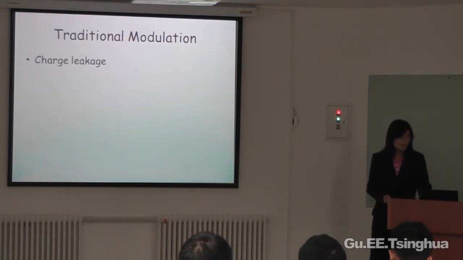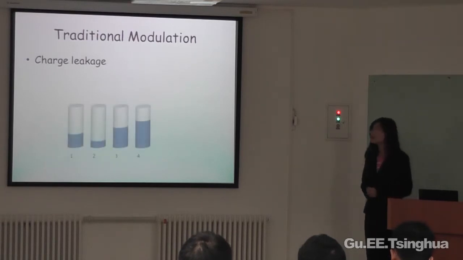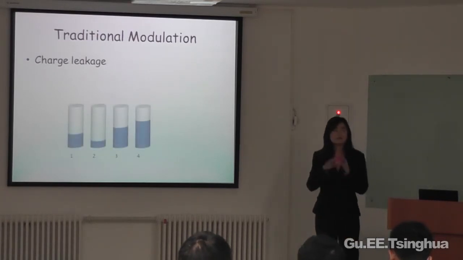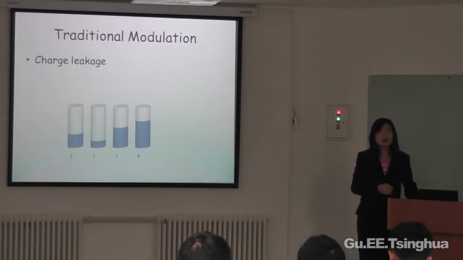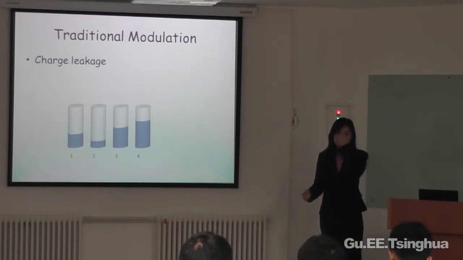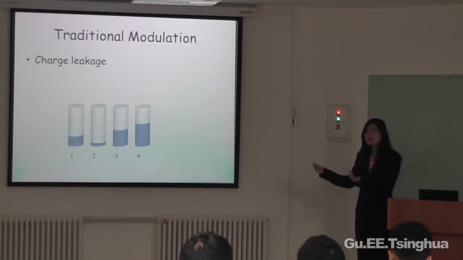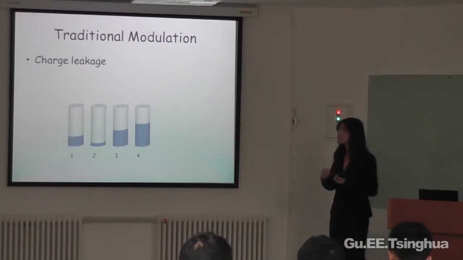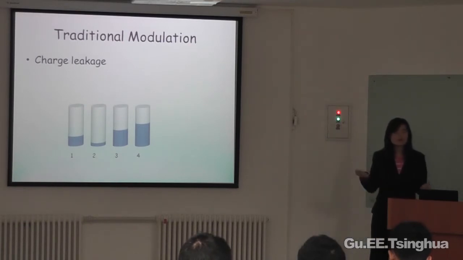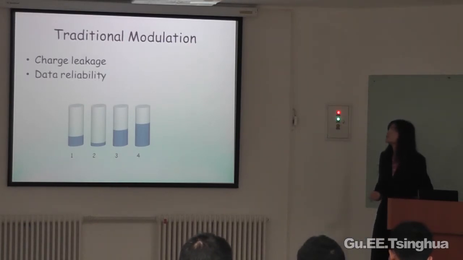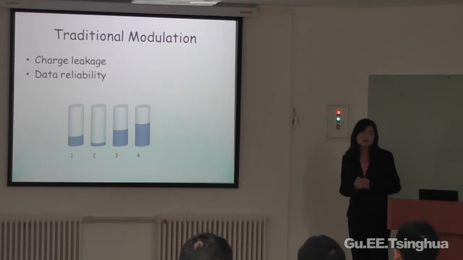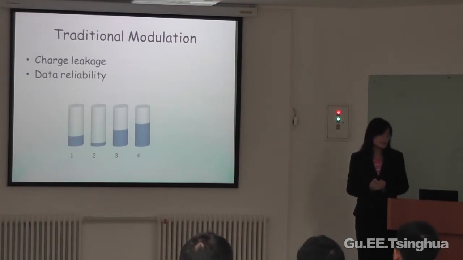Another problem of flash is charge leakage. Suppose I already have some information stored in the cells, and I leave the flash unplugged at room temperature for a while. Then some of the electrons go outside, and you will possibly see different numbers than the ones you stored. Therefore, you will see some errors, and we say that data reliability is affected.